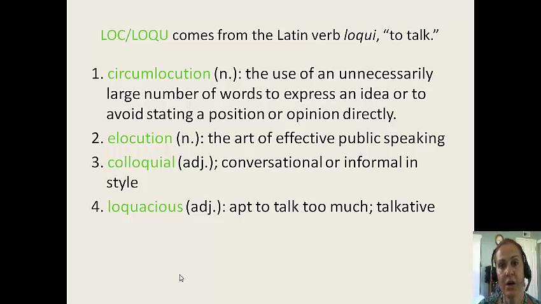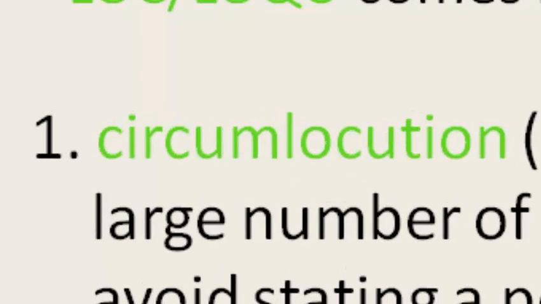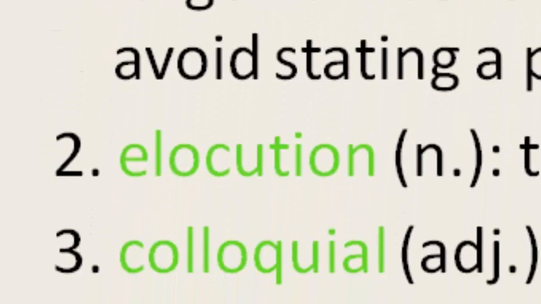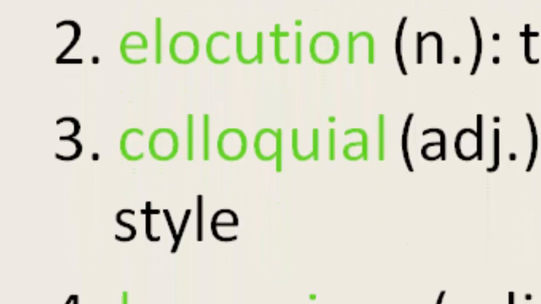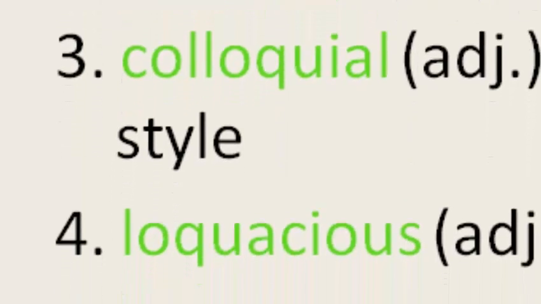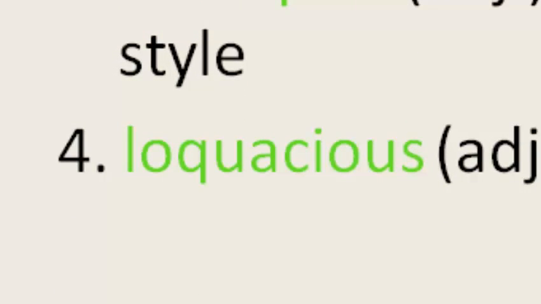So again, our root word is loc or lock. It comes from the Latin verb loci, which means to talk. You have circumlocution, the use of an unnecessarily large number of words to express an idea or to avoid stating a position or opinion directly. Then you have elocution, which is the art of effective public speaking. You have colloquial, which is conversation or informal style of talk. And then you have loquacious, which is apt to talk too much, being very talkative.